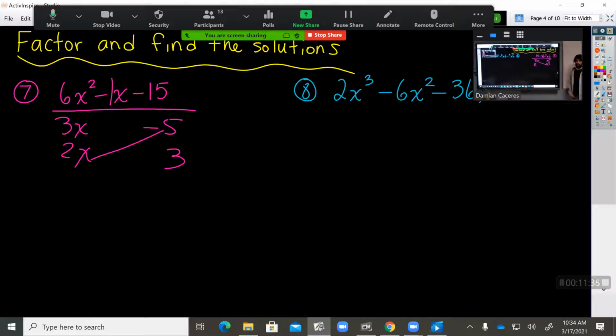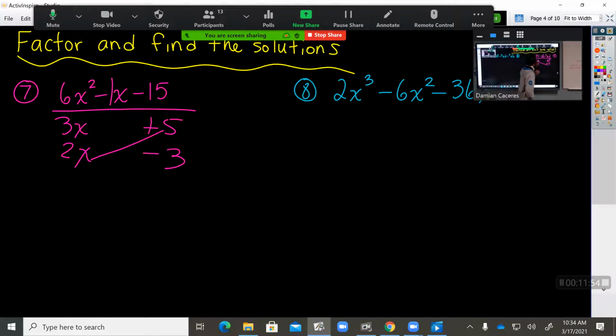Negative 5 times 2x, negative 10x. Yes? It could be the 3. I'll do it, just so you can see. What I was saying is, like, you won't know until you test it out.